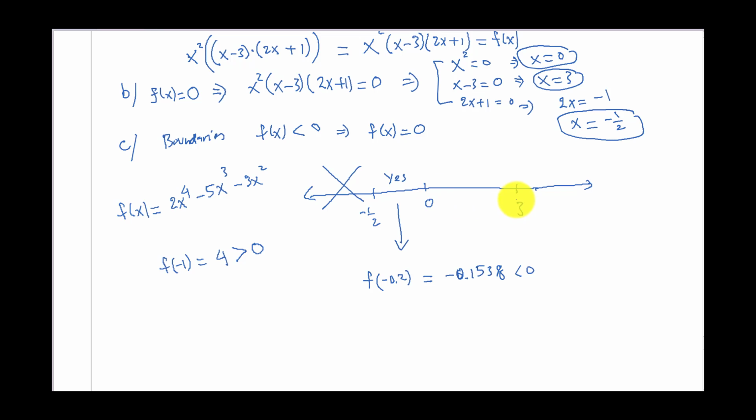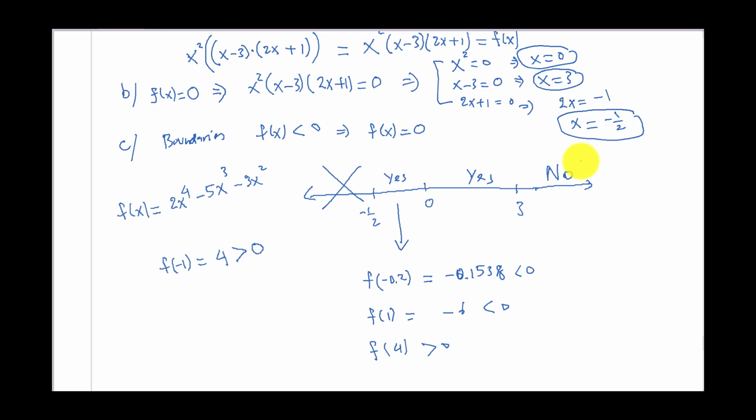Then between 0 and 3, I pick 1 to test. You also get the value minus 6, also less than 0, so yes for this region. But for the last one, after 3, I pick a value, maybe 4, and I get something bigger than 0. So this is no.